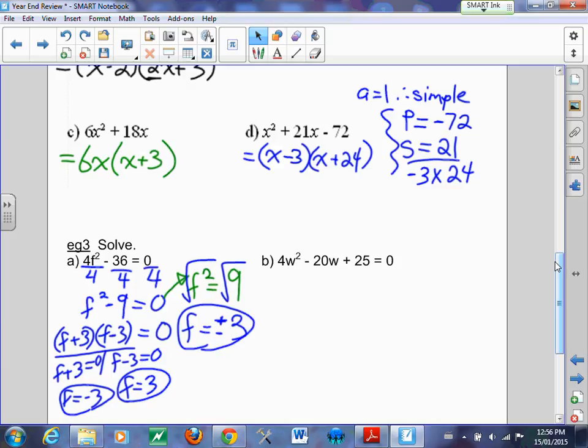So what we're going to do, ladies and gentlemen, is we are going to use decomposition. We realize a does not equal 1, so that's why we're using decomposition.